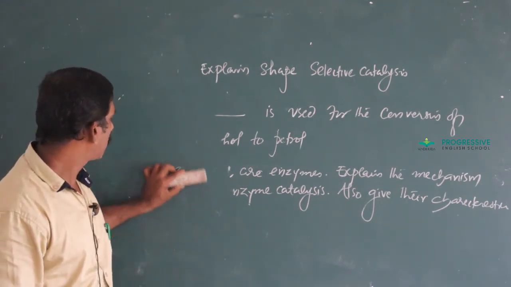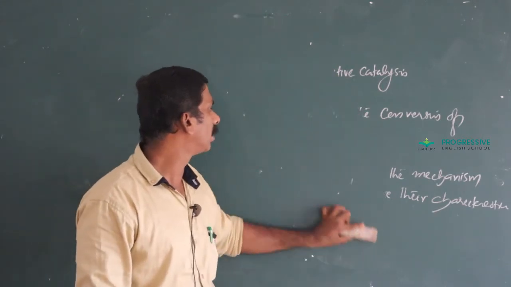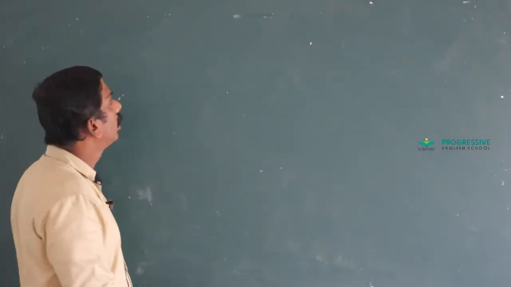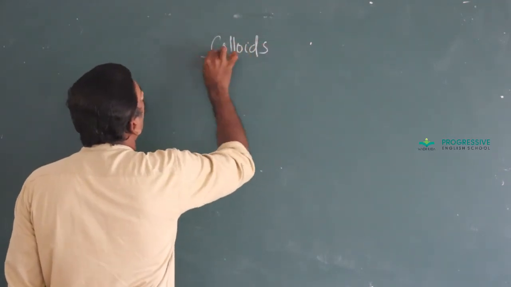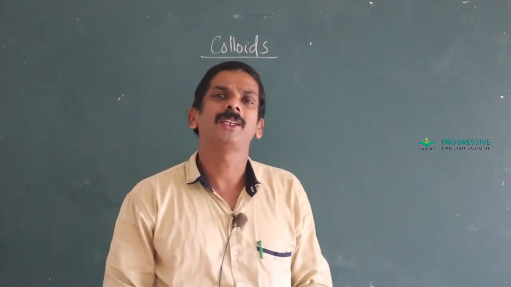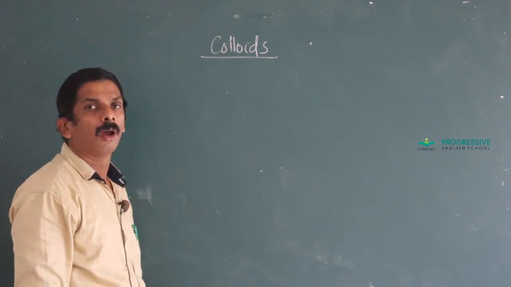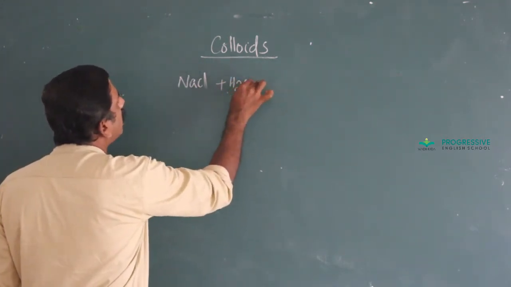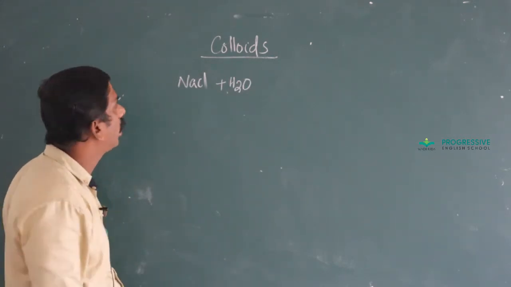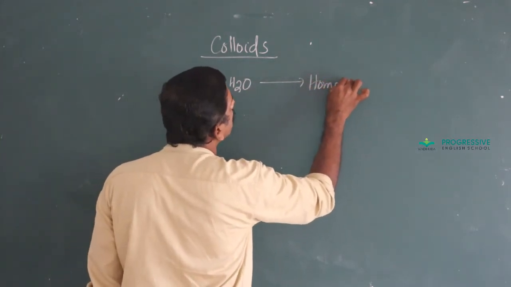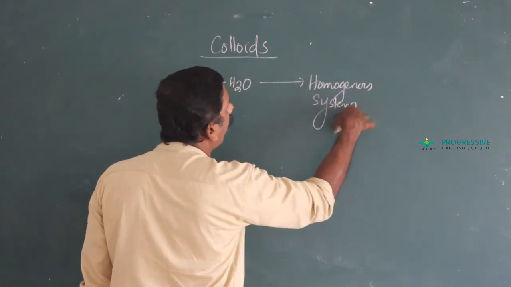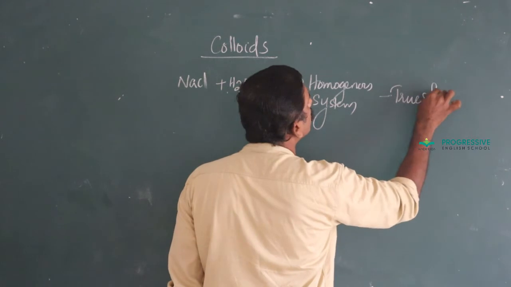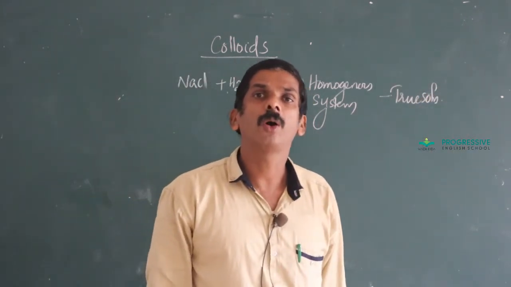Okay, that second topic of this lesson is already over, that is about catalysis. And the third topic, that is a very important one, that is colloids. A colloid is a state of system. You know, when sugar or sodium chloride is shaken with water, we get a homogeneous system. That homogeneous system is called a solution or true solution.